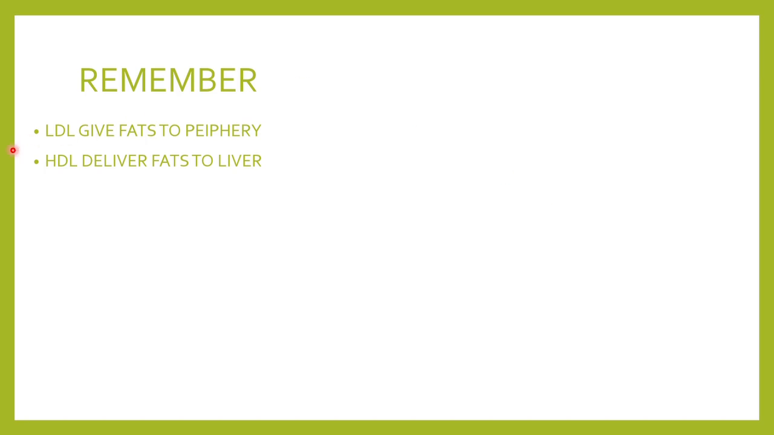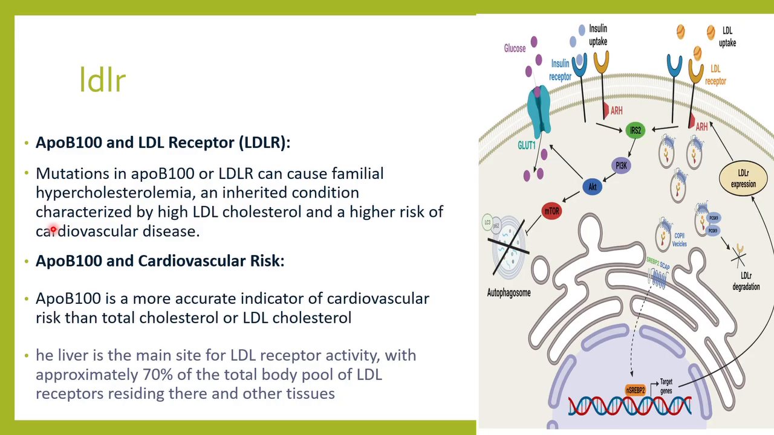Remember, LDL will give fat to the peripheral tissue, whereas HDL will deliver the fat to the liver. So it will clear up. HDL will clear up all the extra cholesterol, chylomicron remnants, VLDL remnants, all the remnants are taken by the HDL to the liver. LDL will carry this cholesterol, and this ApoB100 will help it to give it to the peripheral tissue.